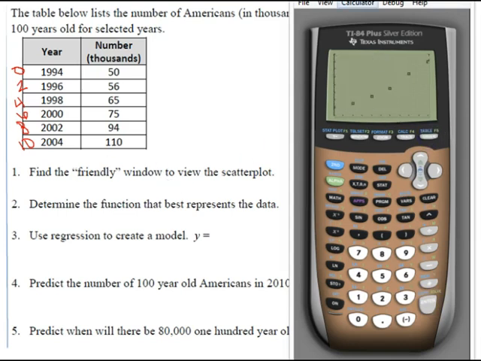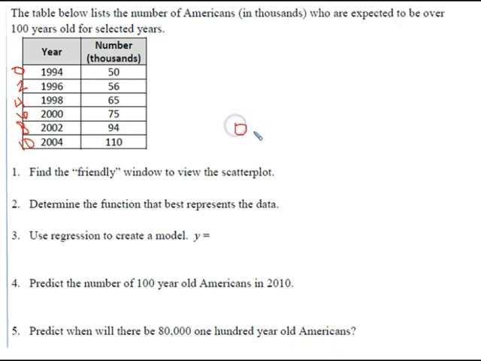Now, there's our window. So maybe we'll write down those values. Let's see, we had 0 to 10 and 1, and then 40 to 120 and 10. So we had 0, 10, 1, 40, 120, and 10. So there's our window. Next, we want to determine the function that best represents the data.